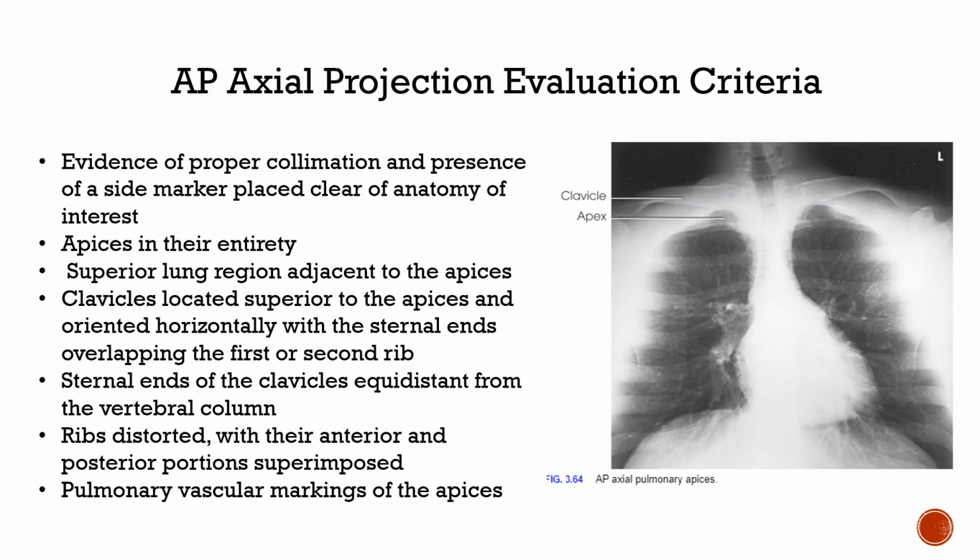And so here we go. So we've got the apices that we're able to visualize. They're located inferior to the clavicles. The clavicles are out of their way. We can see the apices in their entirety. The ribs are distorted, as we said before.